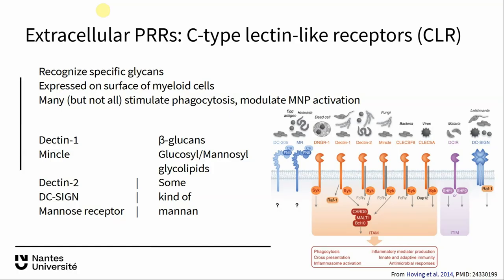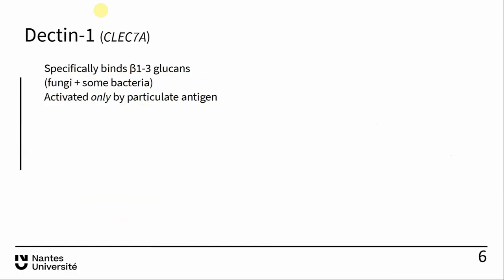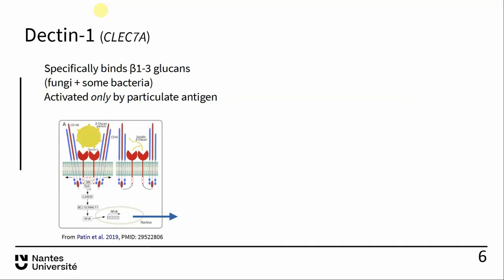Okay, and these types of glucans or glycans are present on fungi and on the outer surface of bacteria. So let's have a look at this. Dectin-1, the gene name is CLEC7A, specifically binds glucans in a beta 1 to 3 bond, and soluble glycans will not activate dectin-1. It will only work with a particular antigen.